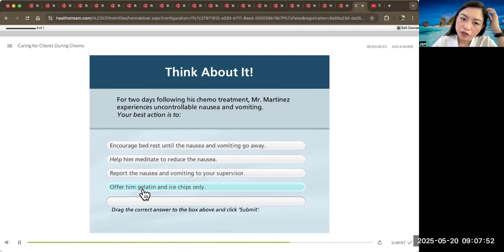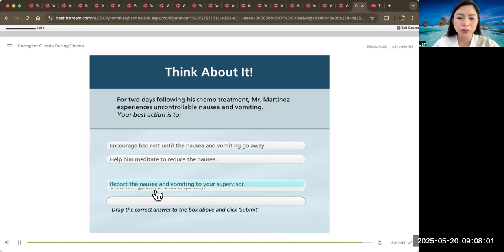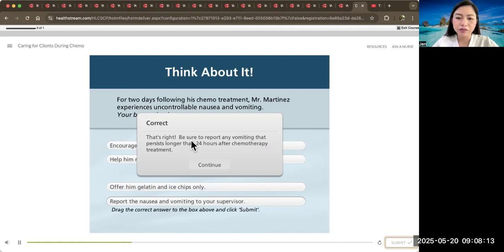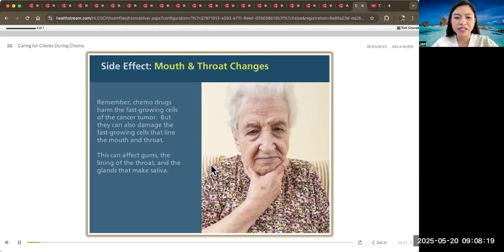So for 2 days, this is already more than 24 hours uncontrolled. So with this, you have to report it to your supervisor. Because if it's just one time, then you offer him gelatin and ice chips. But if it's been 2 days already, then that's different. Be sure to report any vomiting that persists longer than 24 hours after chemotherapy treatment.